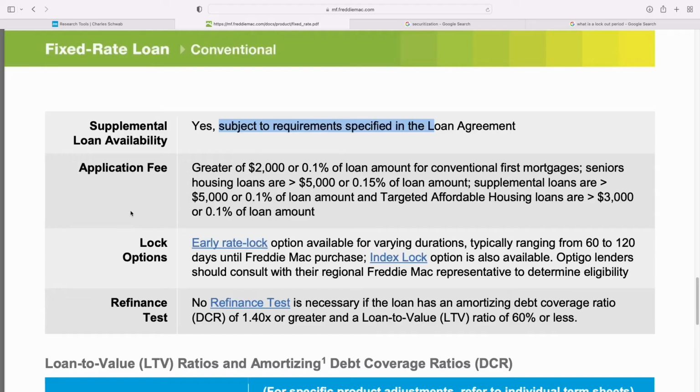So that's that. Now let's look at our application fee. This loan does have an application fee: the greater of $2,000 or 0.1% of the loan amount for conventional first mortgages and senior housing loans. So when you apply for this loan, it's either going to be $2,000 or 0.1% of the loan amount, meaning that if 0.1% is greater than $2,000, then your application fee is going to be the higher of the two.